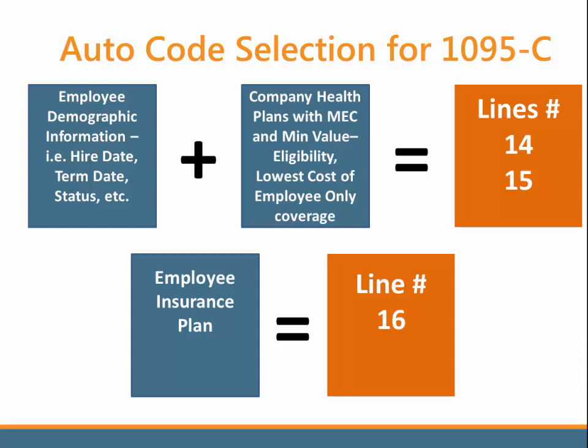Now that we know what auto code selection is, let's talk about how it works. It takes the employee demographic information, such as hire date, term date, etc., and with it, it takes a look at the company health plans that are set up with minimum essential coverage and minimum value. It determines if the employee is eligible for this plan, and of all the plans the employee is eligible for, which one has the lowest cost of the employee-only coverage. This information combined will complete the information needed for lines 14 and 15 of the 1095C form.